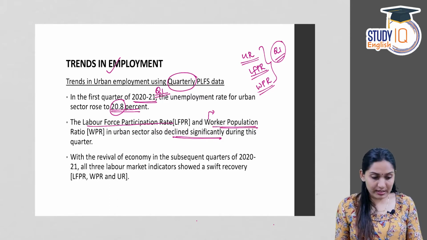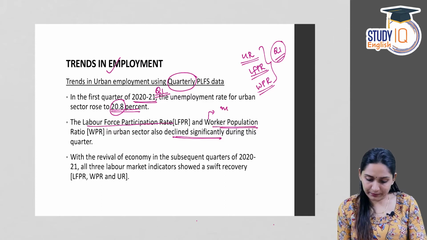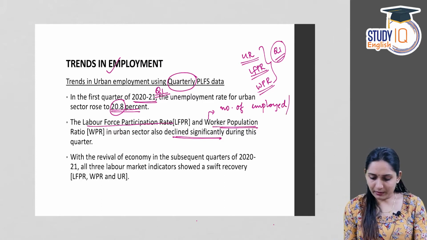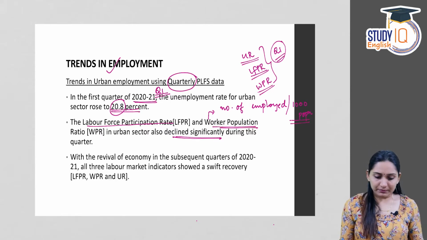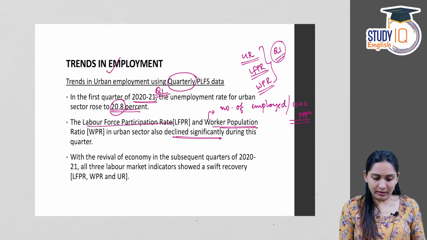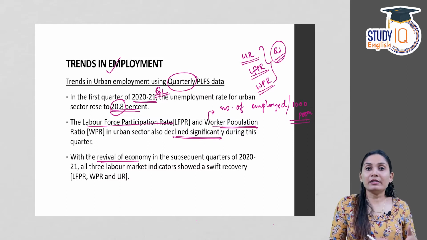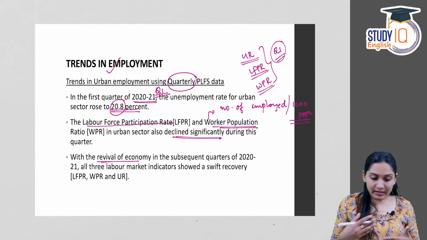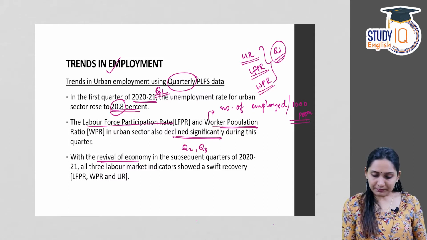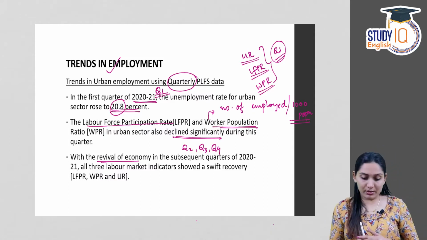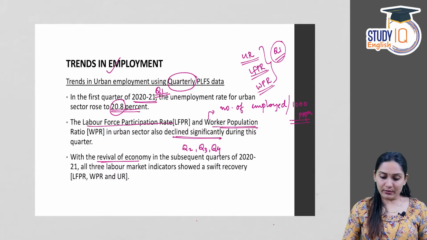Worker population ratio is defined as the number of persons employed per 1,000 persons. So, number of persons employed per 1,000 population. That is worker population ratio. With the revival of economy, that is revival means recovery from a depression or from a recession. With the revival of the economy in the subsequent quarters, that is in Q2, Q3 and Q4, the other three quarters of 2020-21, all three labor market indicators showed a swift recovery.